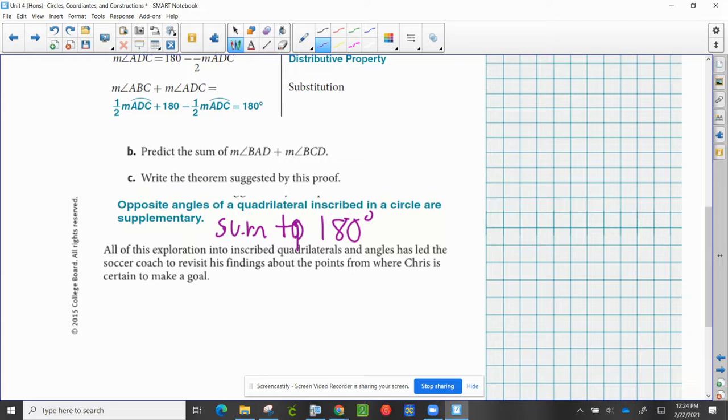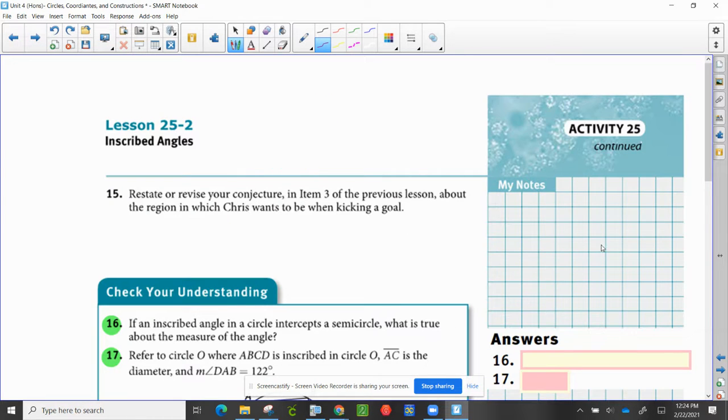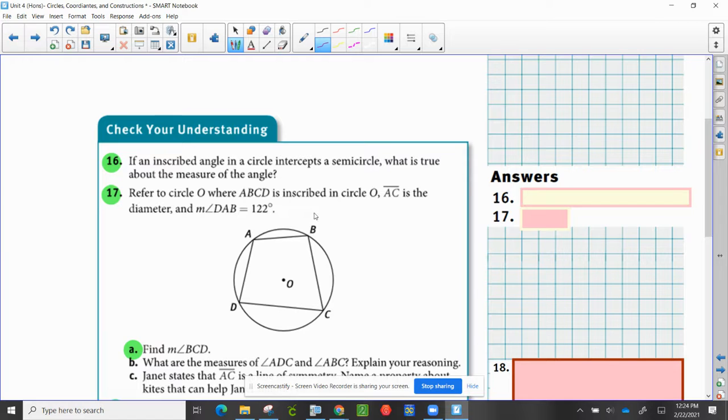So we're going to practice some problems on the next page here. Actually, we're going to skip the next page and head to that check your understanding. So let's first start number 16. If an inscribed angle in a circle intercepts a semicircle, so an inscribed angle, let's draw this circle, opens up to a semicircle, so that means we're going through a diameter. So here's our inscribed angle. What do we know is true about the measure of our inscribed angle? What does this angle have to be?